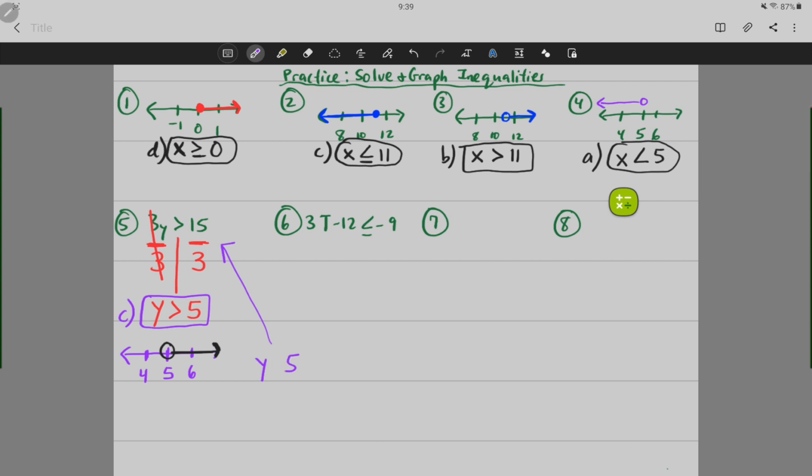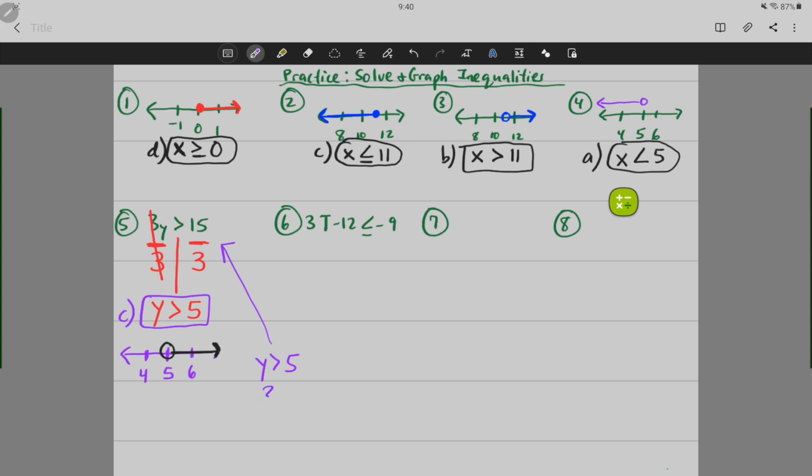within an inequality, it has more than one possible correct answer. That's why it's called a solution set. So when we say y or any number is greater than 5, that could be anything. It could be 6, 7, 8, 100, 6.2, 7 and 2/5. Like any number that's greater than 5 would make that true.